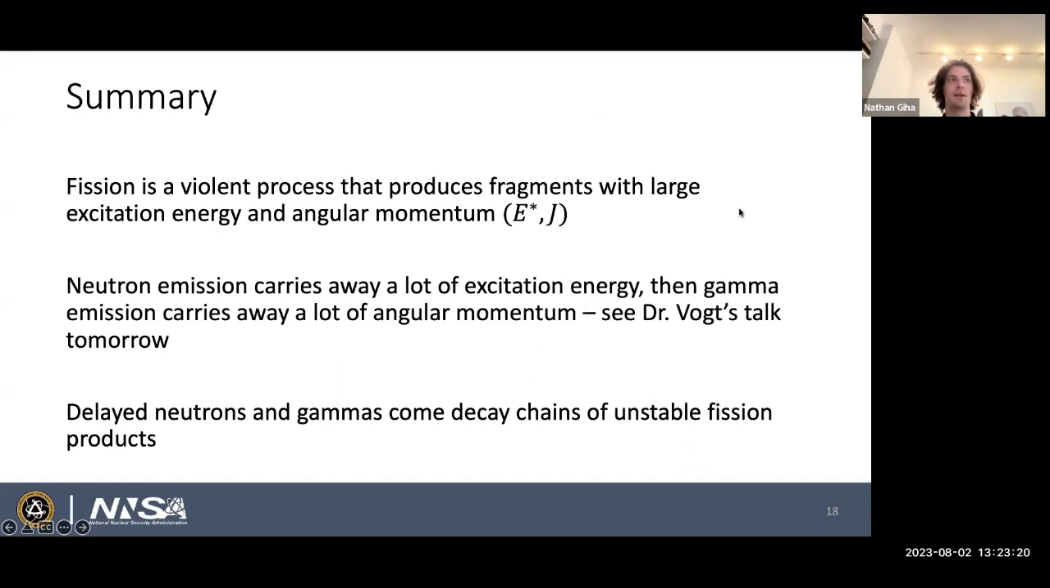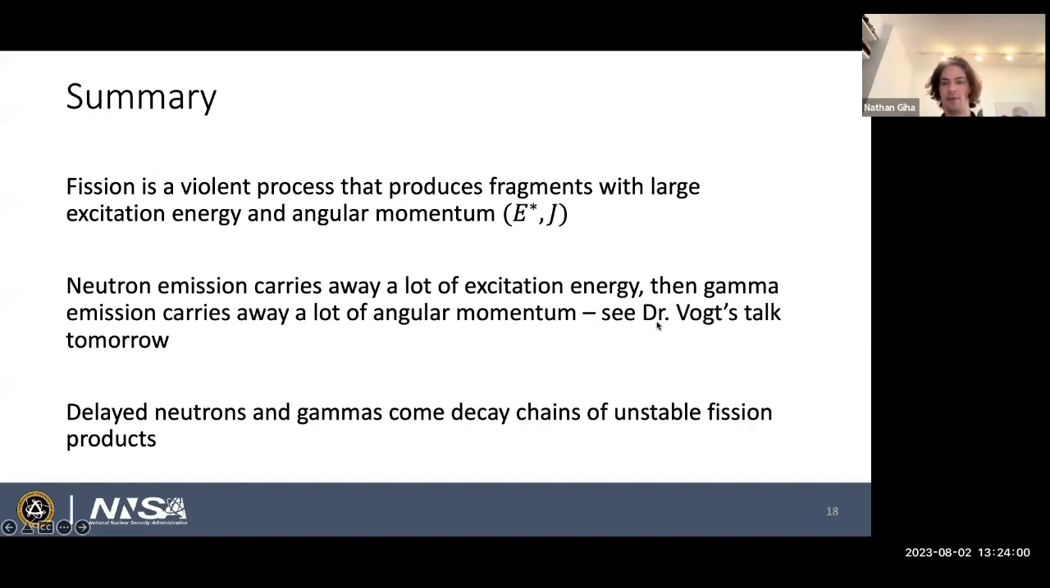So to quickly summarize, and I want to move into questions you might have, fission is a violent nuclear reaction. It produces fragments with large excitation energy and angular momentum. When we're talking about neutrons, they carry away a lot of the excitation energy, and they're generally thought of as a statistical process. So they have somewhat random energies from being boiled off of that hot nucleus. And they're emitted anisotropically. They're emitted toward the direction of the fission fragments because they're being boosted by those moving fragments.